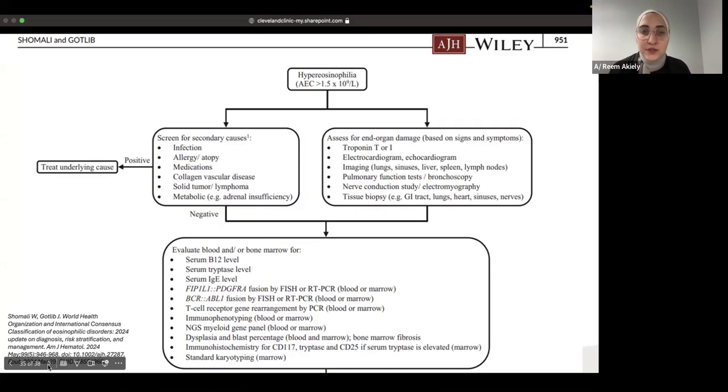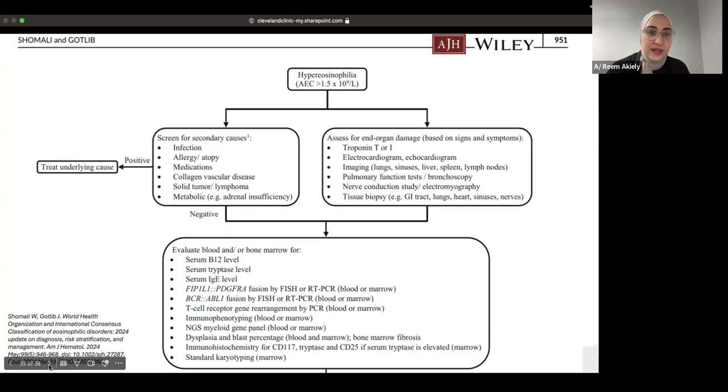It's then recommended to consider evaluating blood and bone marrow to rule out clonal causes of hypereosinophilia, starting with the B12 as we discussed, and tryptase, which would point towards allergic causes similar to IgE, while other rearrangements like PDGFR alpha and beta fusion genes, and T cell receptor rearrangement would make us more concerned toward clonal causes.